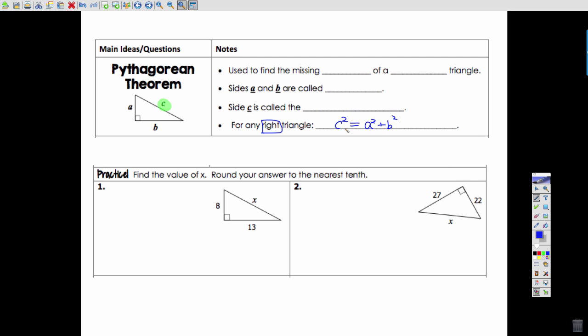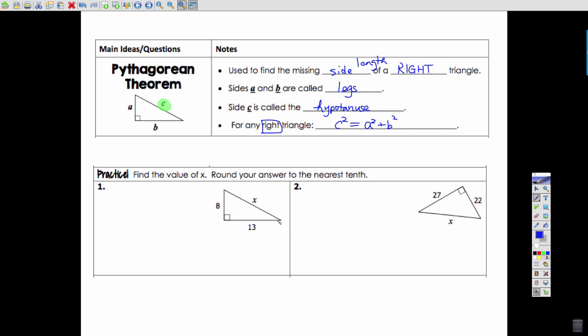And as you can see, this theorem gives you the relationship of the three sides of a right triangle. Therefore, we are using it constantly to find the missing side length of a right triangle. Again, it's only applied to right triangles. And A and B, as I said, are called legs, and C is called hypotenuse. There we go. Let's do some practice here.